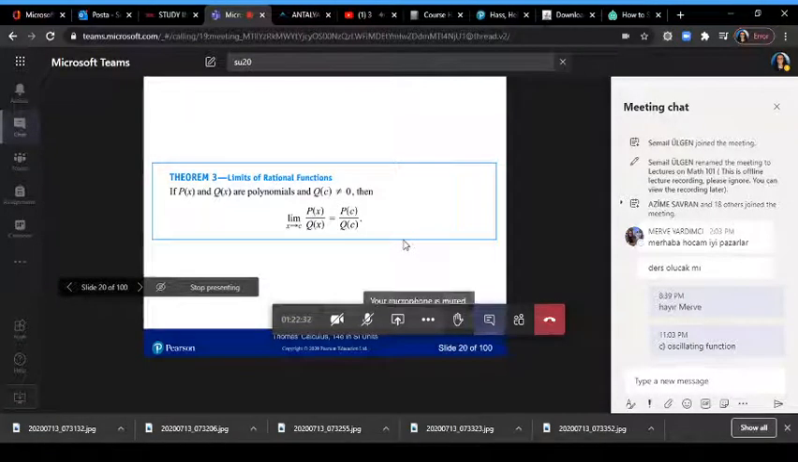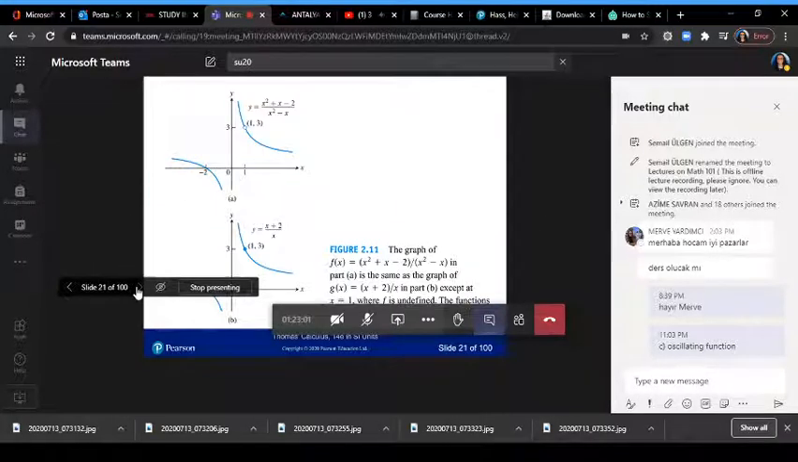But for the rational functions, that's not the same story. For the rational functions, we have to be a little bit more careful. A rational function means it's a polynomial over a polynomial. Let's say p and q are given polynomials, and let's say q of c is not 0. So we assume that q of c is not 0. Then the limit of the rational function as x approaches c is just p of c over q of c, as long as q of c is not 0. So it's a nice situation as well.